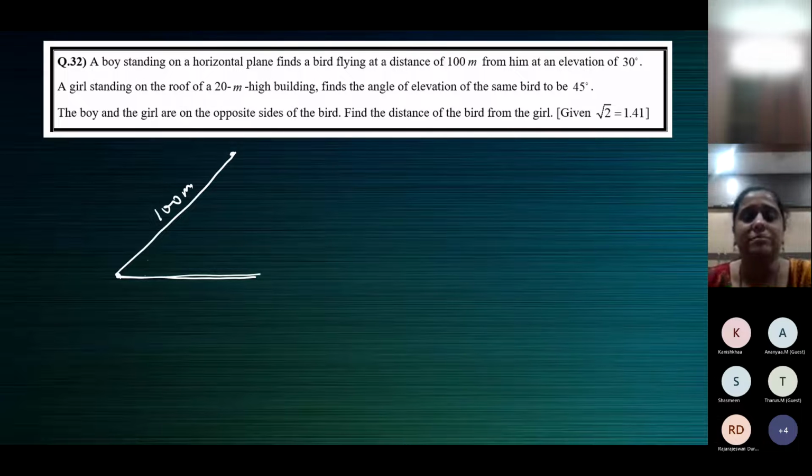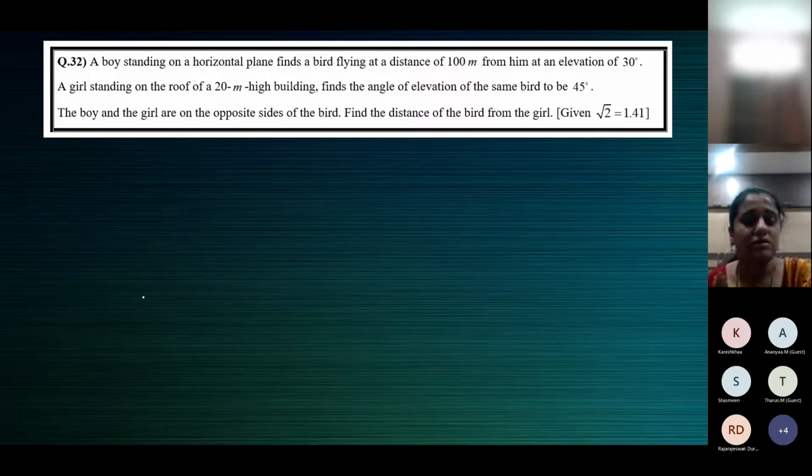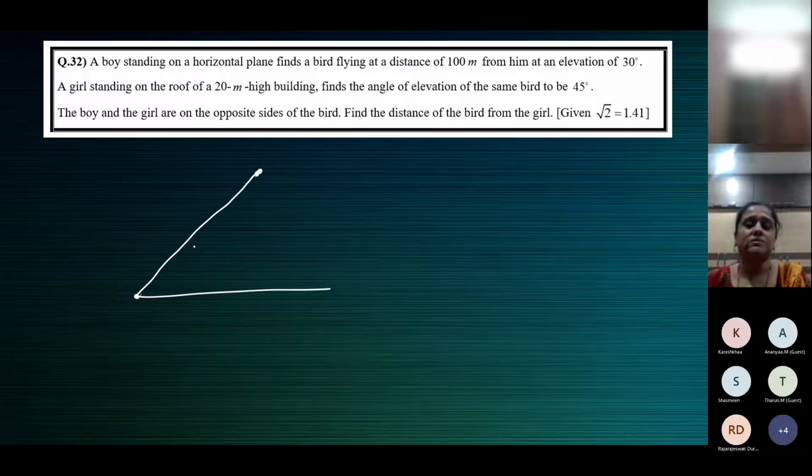The distance between the boy and the bird is a straight line connecting these 2 points. Horizontal plane, boy, bird. This is the distance between the bird and the boy. That straight line segment connecting the boy and the bird is the distance between the bird and the boy, which is 100 meters. And the elevation is given to be 30 degrees.